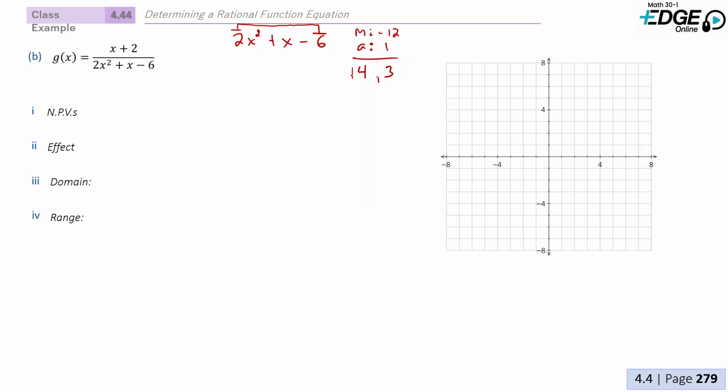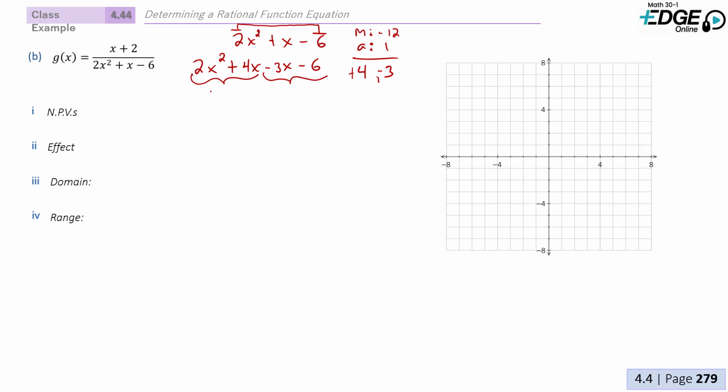Looks to me like the 4 has to be positive and the 3 has to be negative. So now we'll rewrite this middle term with the 4 and the negative 3. So 2x squared plus 4x minus 3x minus 6. And then we'll factor by grouping.